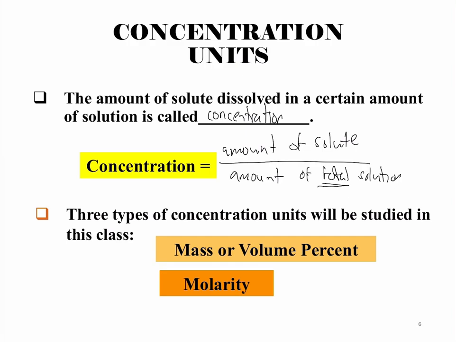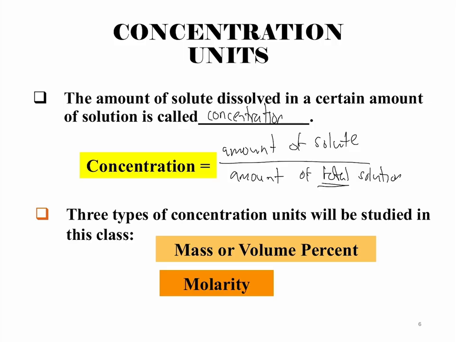So on the previous slide, we had test tubes. Let's say one of them is defined as the solvent, and the other one that's not mixed together is defined as the solute. The volume, or the amount of solution, is not equal to the amount of solvent. It's equal to the amount of solvent plus the amount of solute. So this is an important distinction here, right?